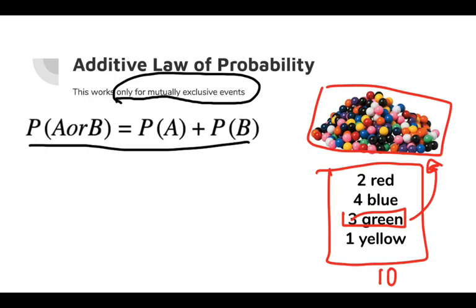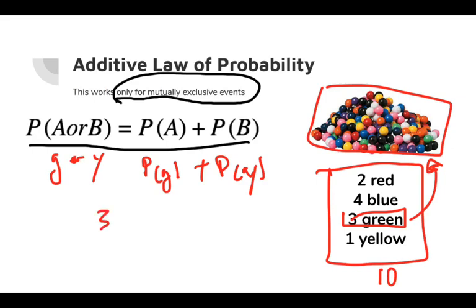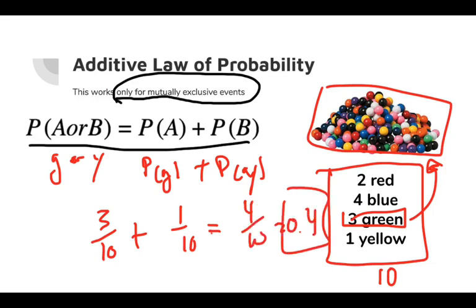I want to know what is the probability of getting a green or a yellow? So then I would need to take the probability of getting green and add it to the probability of getting yellow. So the probability of getting green all by itself is 3 over 10, plus the probability of getting a yellow is 1 over 10. And so this is going to give me 4 over 10, or 0.4, my chances of getting a green or a yellow.